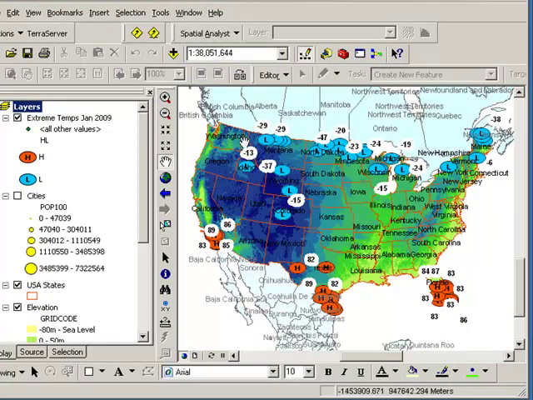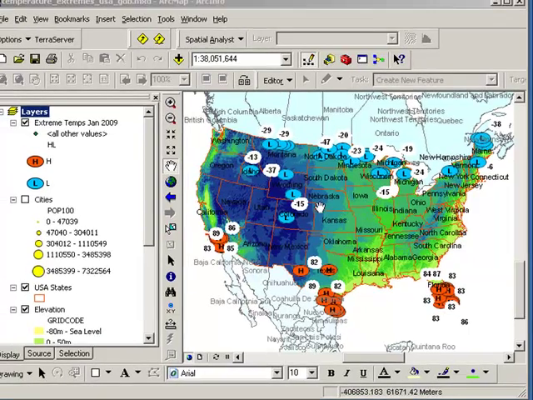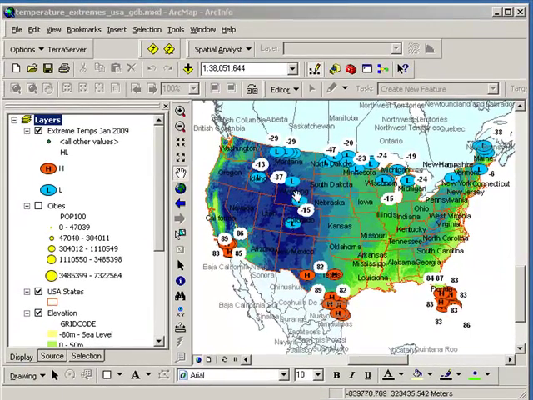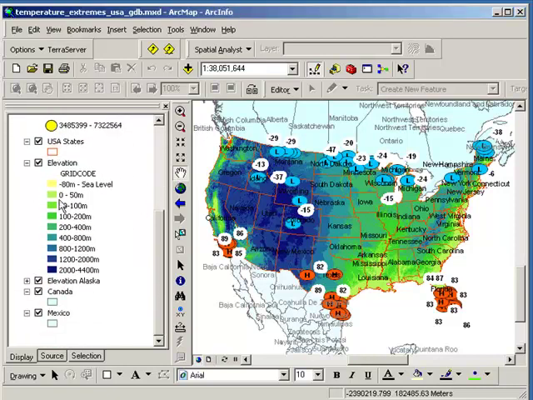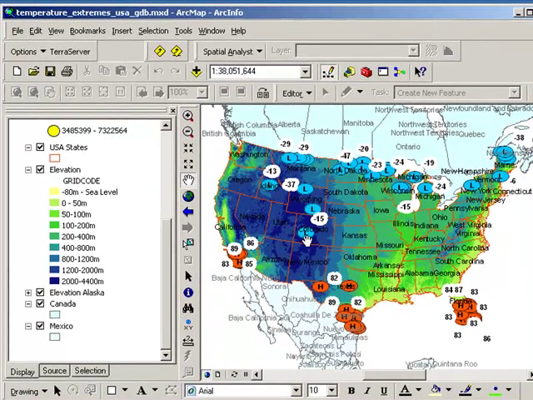Obviously, we've got sort of a northerly trend to the low temperatures in January, but we also have something coming down right into Colorado and Wyoming. Well, if we take a look at the elevation legend, we can see that those areas are higher in elevation. So it makes sense. If you tie that into your lesson on, yes, latitude matters, but also altitude matters.